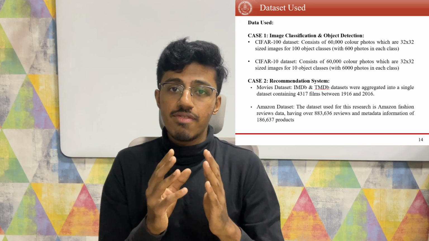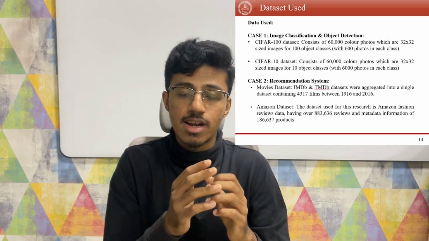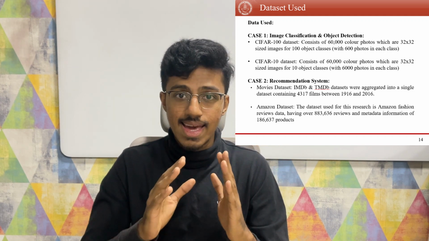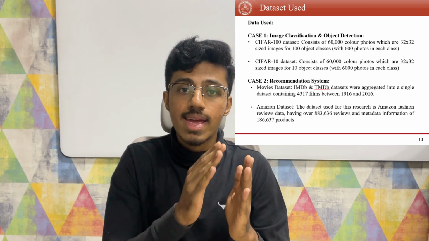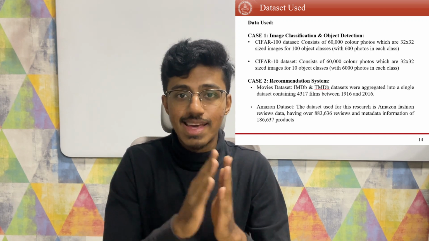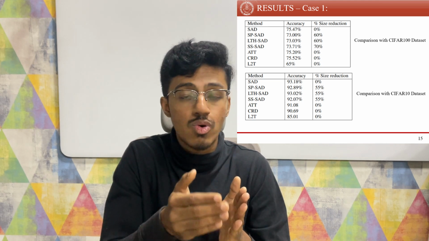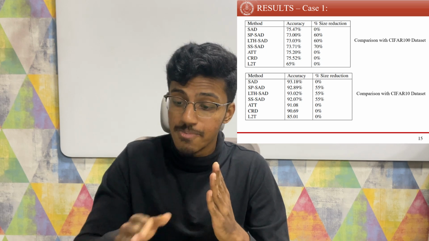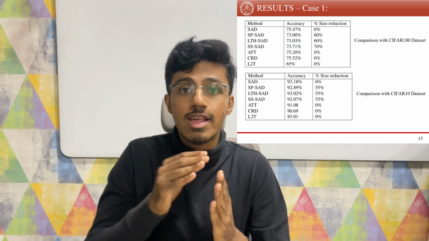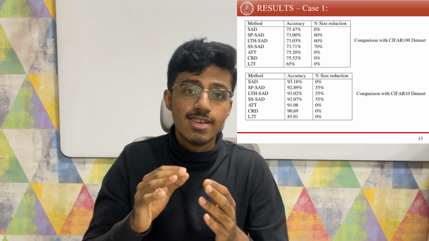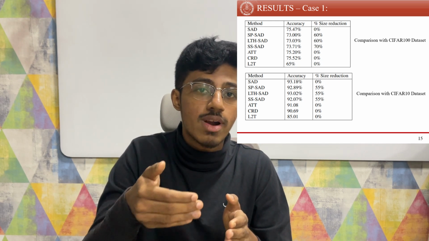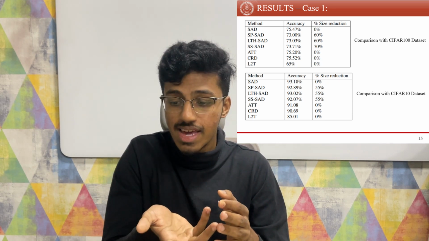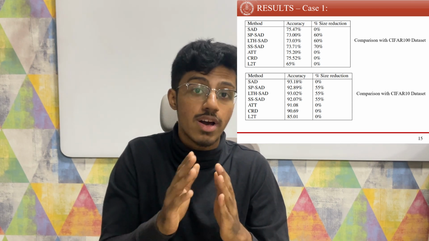When we applied the CIFAR100 dataset to our model, gratifyingly, my model LTH SAD yielded 73.03% accuracy with 60% of the model size pruned. And when we applied SS SAD, it yields around 73.71% accuracy by reducing 70% of my model size. That is, retaining 30% of the model's parameters, we are able to achieve 73.71% accuracy.